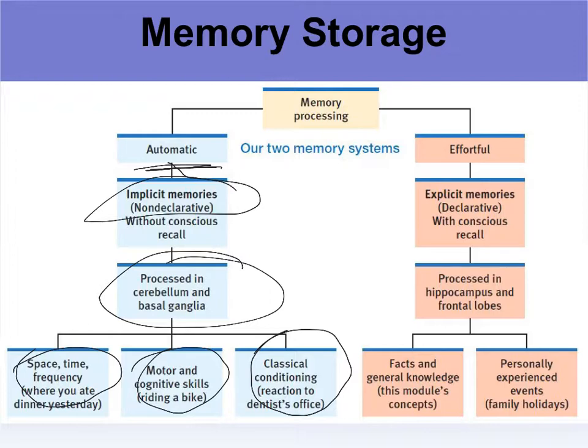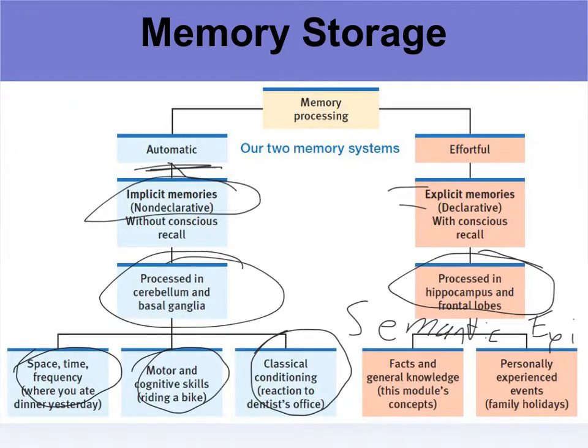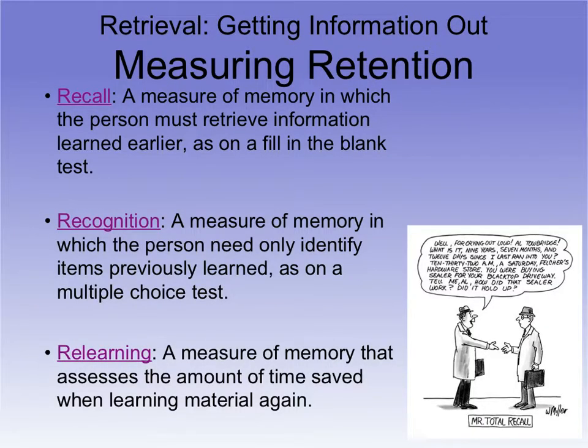Explicit memories, we say these are in the hippocampus and to some extent also in the frontal lobe, but primarily hippocampus. And there's 2 main subcategories of these explicit or declarative memories. They are facts. Facts would be semantic, right? Facts about general knowledge. And personal experiences, right? These are episodes in your life. So, episodic memories. Okay, so that's recall. That's storage.